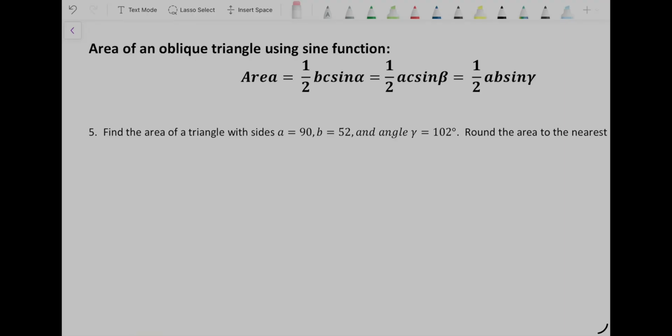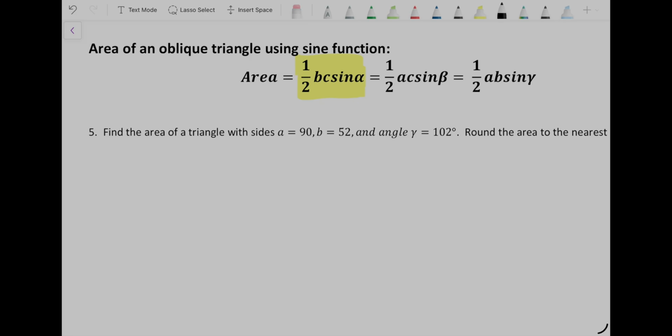Okay, we have the formula right here for the area of a triangle. It does not need to be a right triangle, and it's using the sine function. So there's 3 different ways to represent it. I'm just going to focus here on the first one: 1/2 side b, side c, and then sine of the included angle alpha.